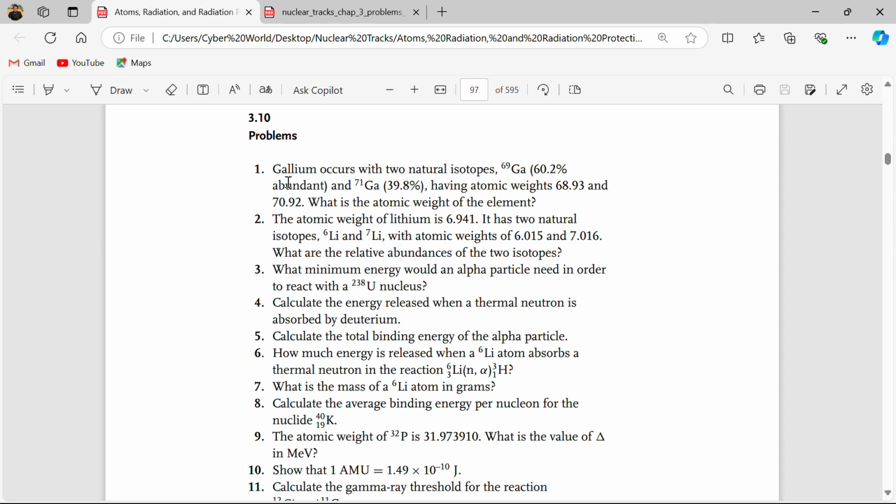So, the first problem is: gallium occurs with two natural isotopes. As you know, gallium has two isotopes. Gallium 69, which is 60.2% abundant in nature, whereas gallium 71 is 39.8% in nature, having atomic weights 68.93 for gallium 69 and 70.92 for gallium 71 respectively. What you have to find is the atomic weight of that element. How can you find it? So let's start.